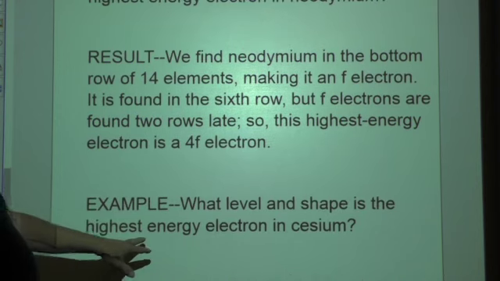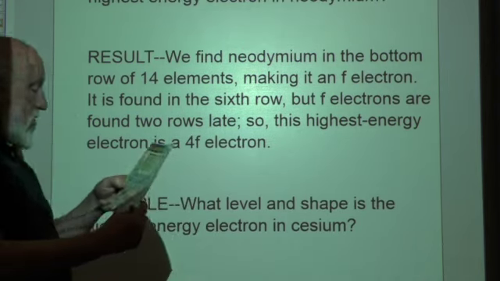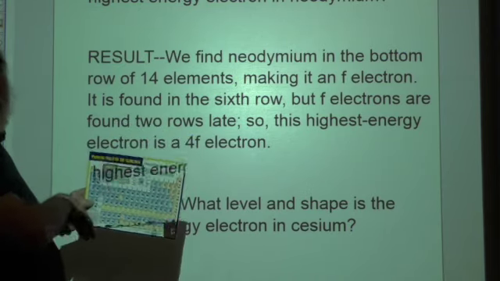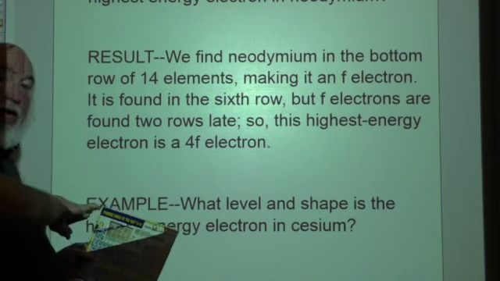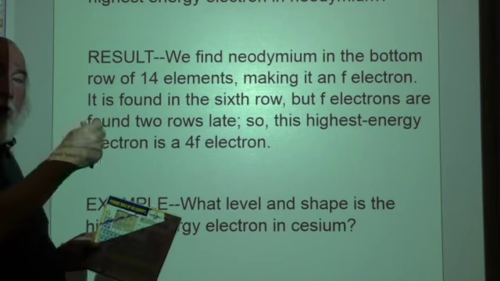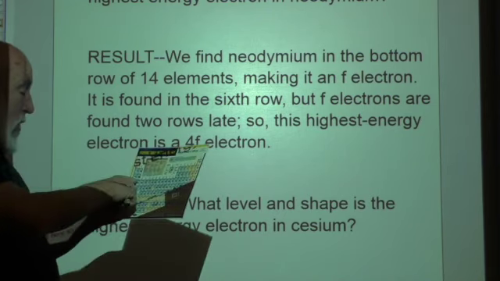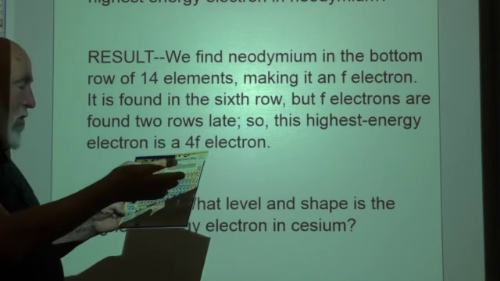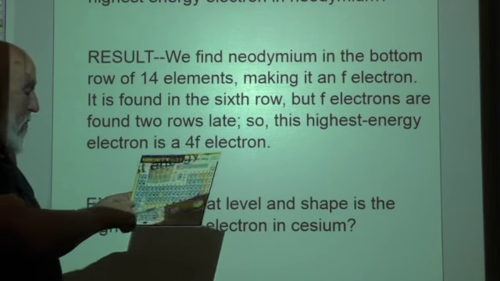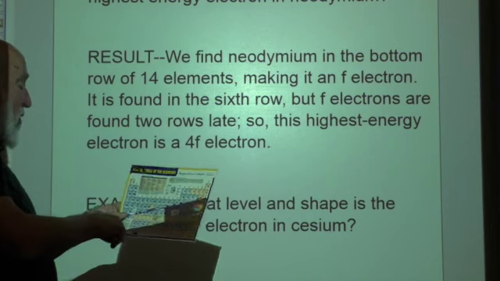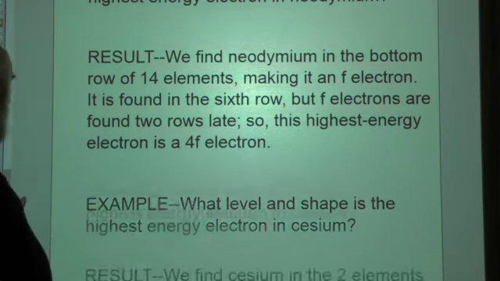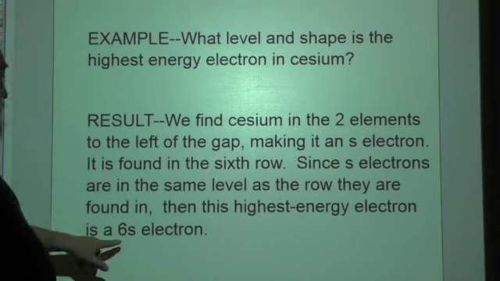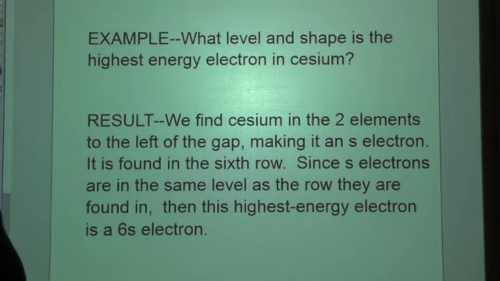What level and shape is the highest energy electron in cesium? Well, cesium is in that left 2 columns. So those are S electrons. And the nice thing about the S electrons is that the row and the level are identical. You count down there, if you got numbers on the side of your periodic chart, use that. That is row 6. So the highest energy electron is going to be a 6s electron. And sure enough, it is.